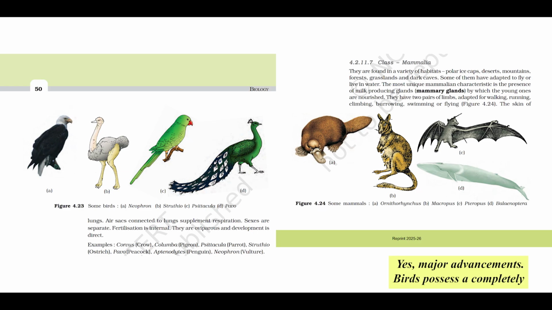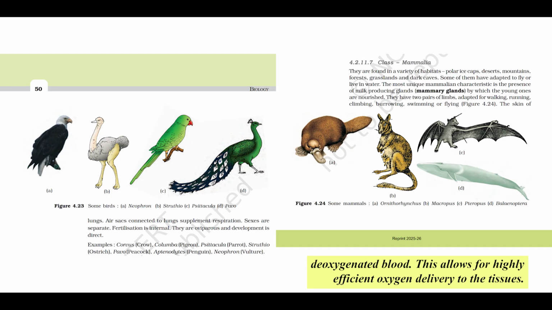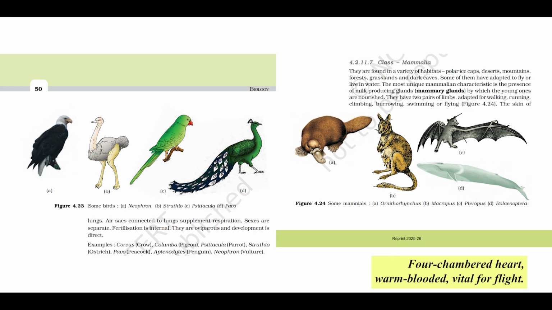Yes, major advancements. Birds possess a completely four-chambered heart, 2 auricles and 2 ventricles, ensuring complete separation of oxygenated and deoxygenated blood. This allows for highly efficient oxygen delivery to the tissues. And crucially, birds are warm-blooded, homeothermous animals. They can maintain a high, constant internal body temperature independent of the external environment. This high metabolic rate and stable temperature are essential for providing the sustained energy required for flight. Four-chambered heart, warm-blooded, vital for flight.